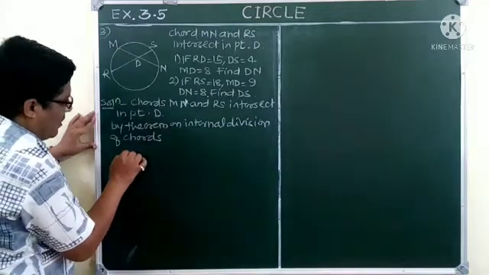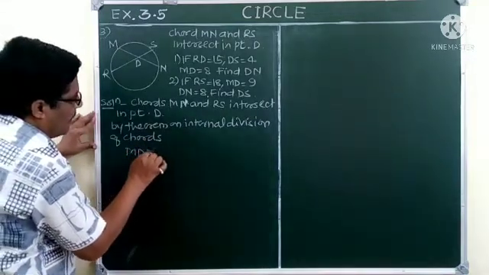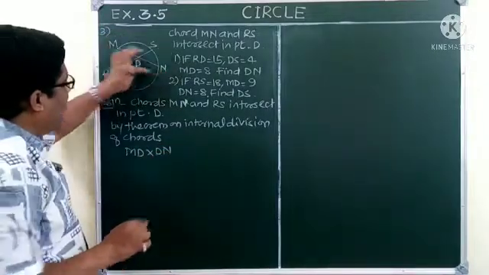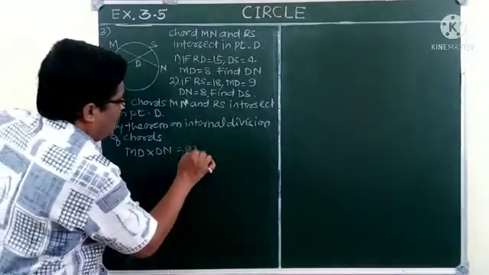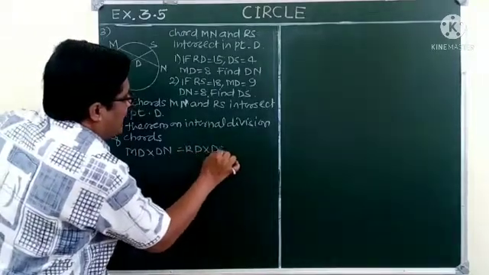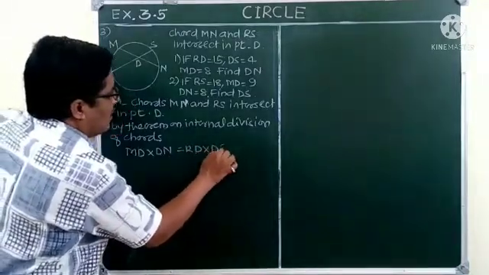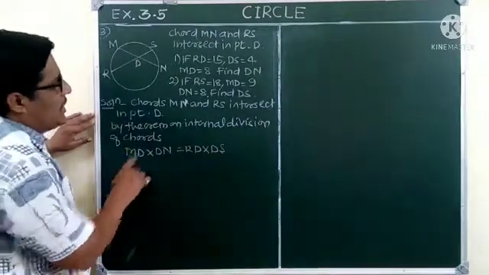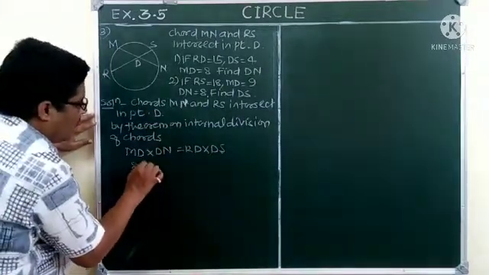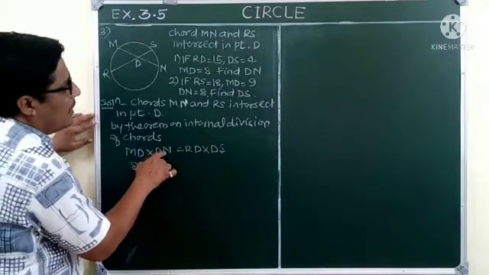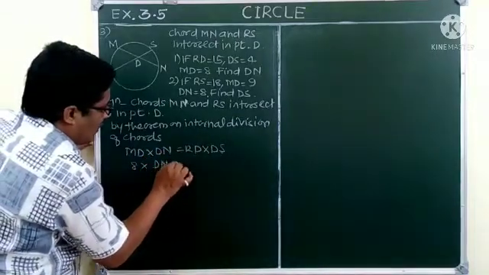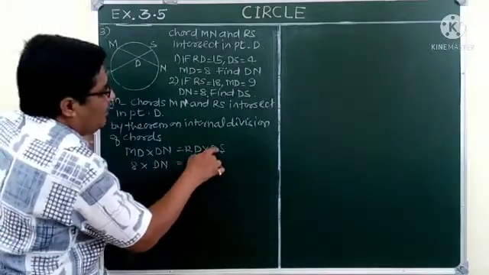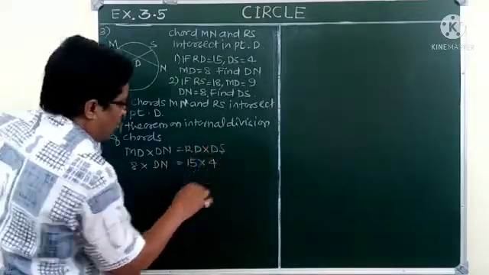here we can write MD multiplied by DN is equal to RD multiplied by DS. आता या ठिकाणी आपल्याला यामध्ये किमती ठेवायच्या आहेत. MD 8 multiplied by DN ही किंमत काढायची आहे. DN is equal to RD 15 multiplied by DS is 4.